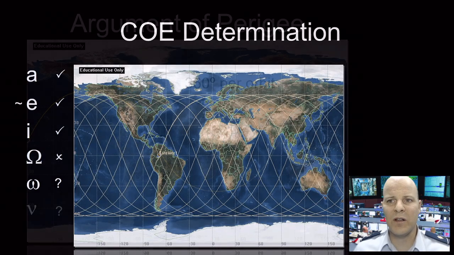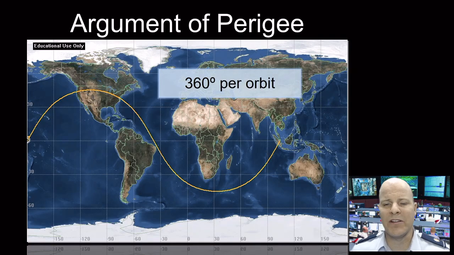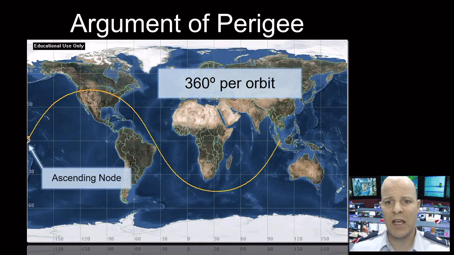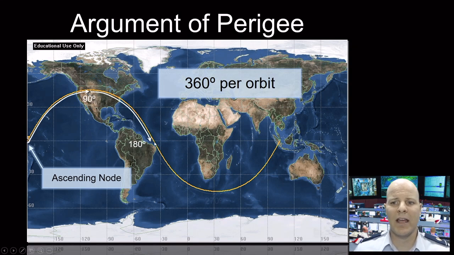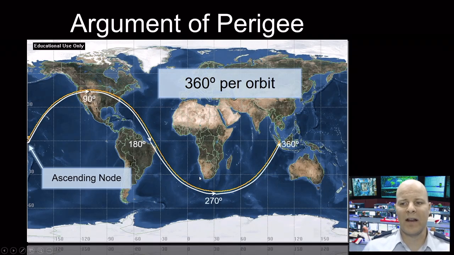All right, so the argument of perigee. How do we find the argument of perigee? Well, first of all, we have to understand that our satellite's going to rotate 360 degrees per its orbit. So if it starts at the ascending node, it's going to go 90 degrees to here, another 90 to the equator again, back another 90, and then back around another 90 to 360, all the way to another ascending node. So now we've gone one full period.